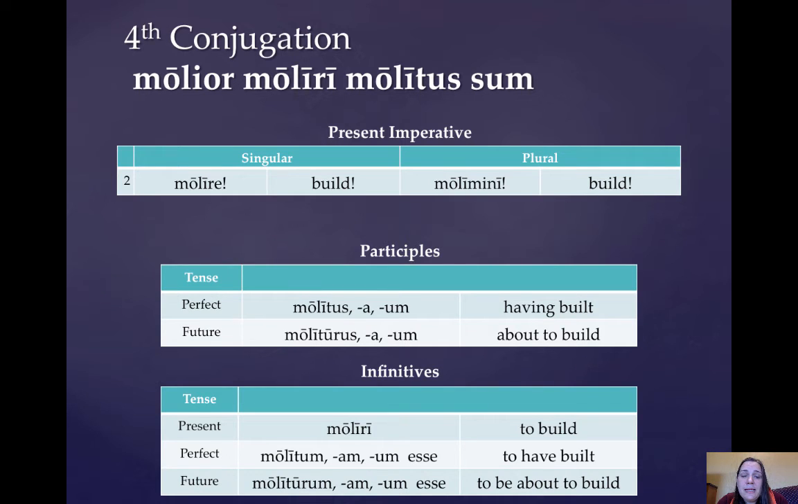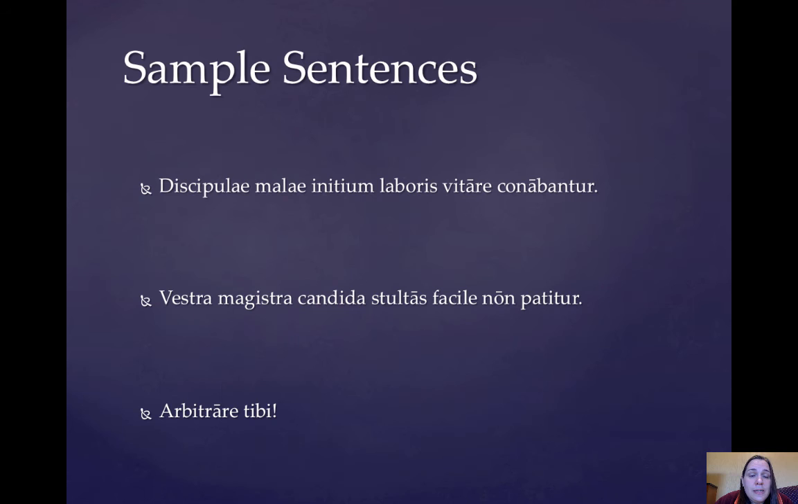The participles, mōlītus so the perfect participle, having built. Future participle, mōlītūrus about to build. And then our infinitives, present mōlīrī, to build. Perfect mōlītum esse, to have built. Future mōlītūrum esse, to be about to build.